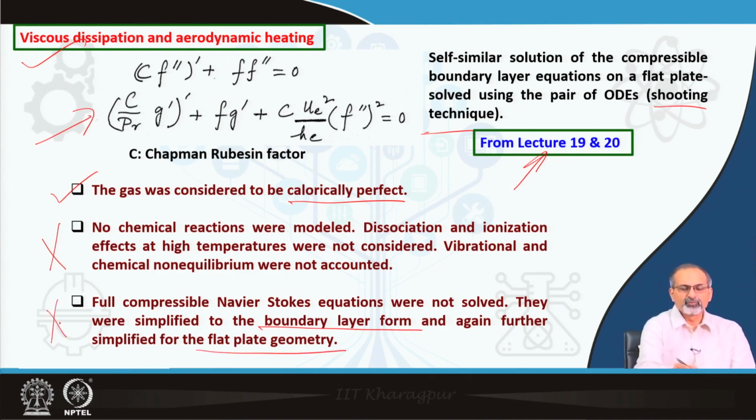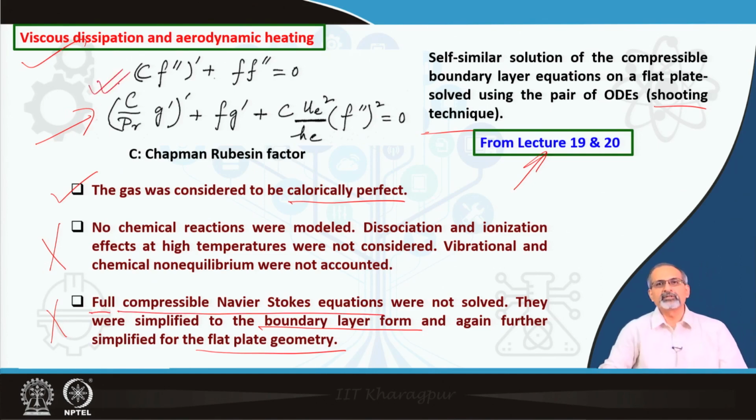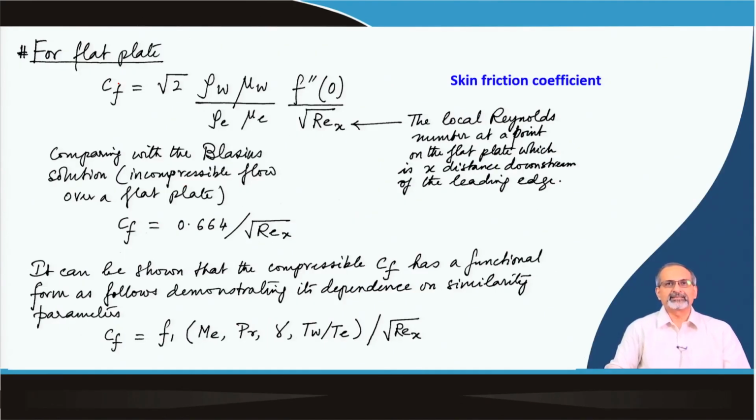Therefore, if you want to extend to more complicated geometries, or flows in which viscous effects spread to much larger regions of the flow and are not confined to a thin region next to the wall, then the full compressible Navier-Stokes equations would need to be solved. That was also not done in these equations. Therefore, these equations did have some limitations. However, they still gave us some important indications.